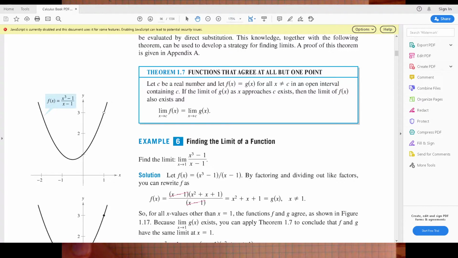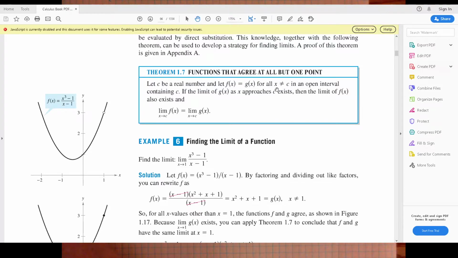Okay. This is Theorem 1.7, as written by the textbook, and I want to go through it slowly and see how we talk through this. Let c be a real number, so you notice that c is the number we're going towards. Let f of x equal g of x for all non-c values.